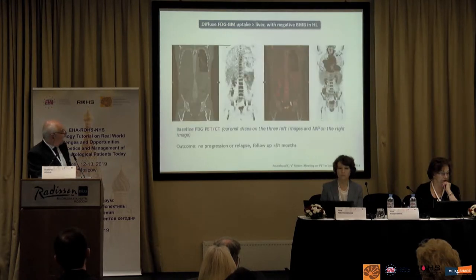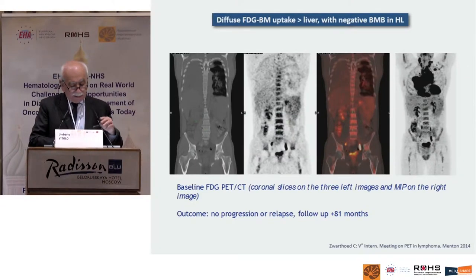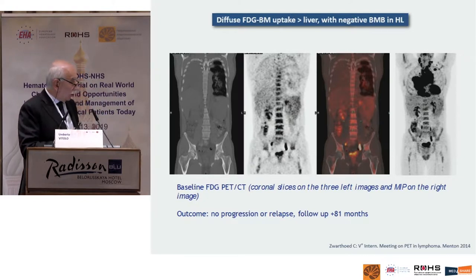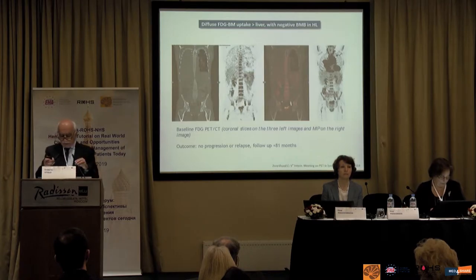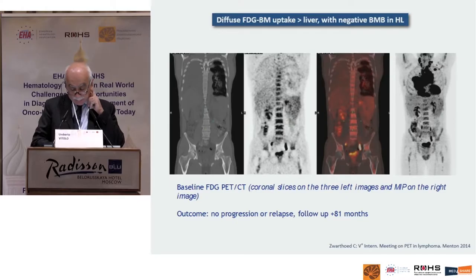It's different when you have a diffuse uptake in the bone, because this simply reflects a bone marrow activation that is very common in Hodgkin lymphoma. So when you have a diffuse uptake in the bone, there's clearly no involvement of the bone by Hodgkin lymphoma, and usually the outcome of these patients is better than that of a patient with positive bone PET findings.